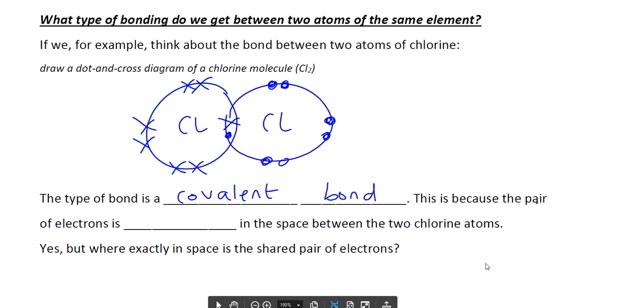So we've got our dot and cross diagram of our chlorine molecule. Clearly, we've got a covalent bond between the two chlorine atoms. Why is it a covalent bond? Lovely. The pair of electrons is shared in the space between two chlorine atoms. Where exactly is that pair of electrons being shared? Where? Whereabouts? In the middle. Exactly in the middle. It's exactly in the space between the two atoms, in the middle. That's important.